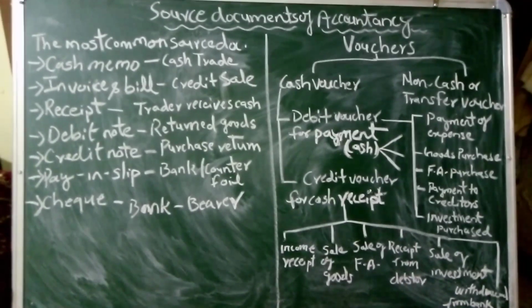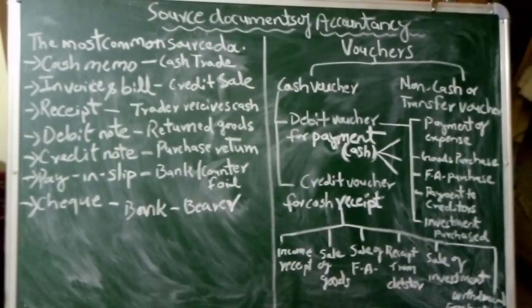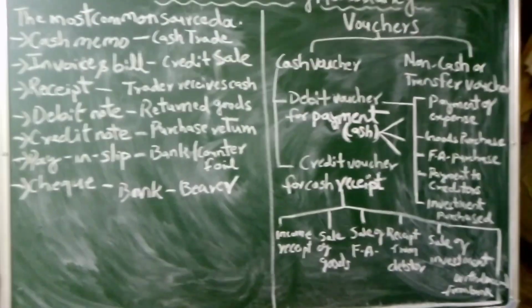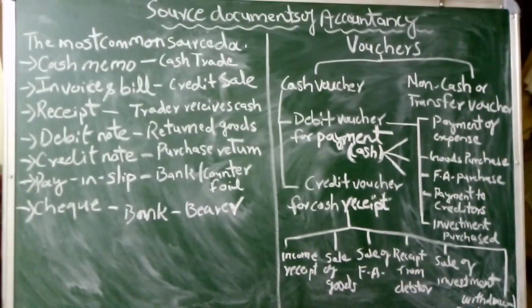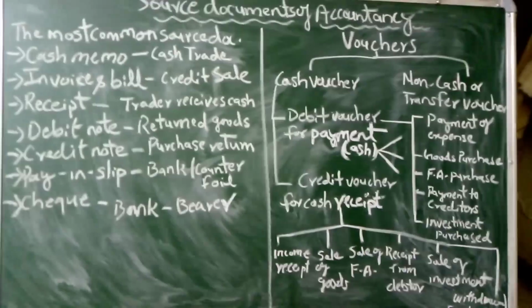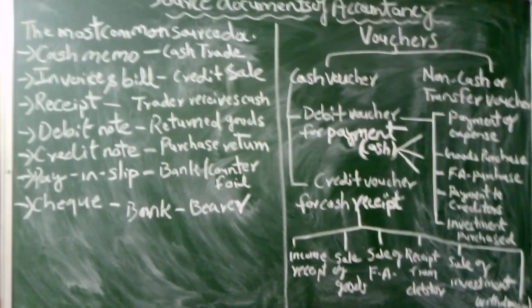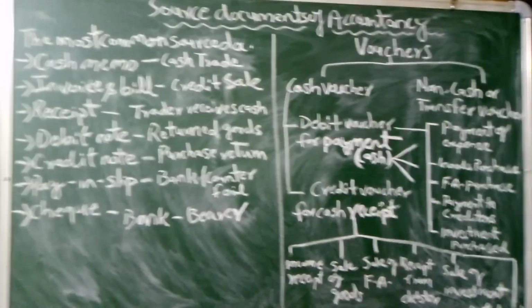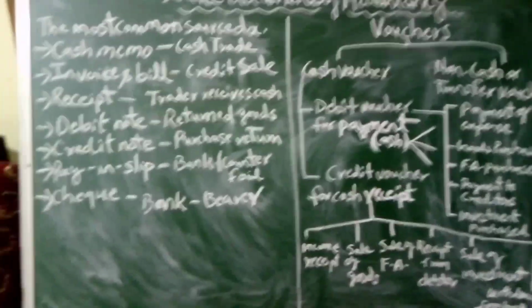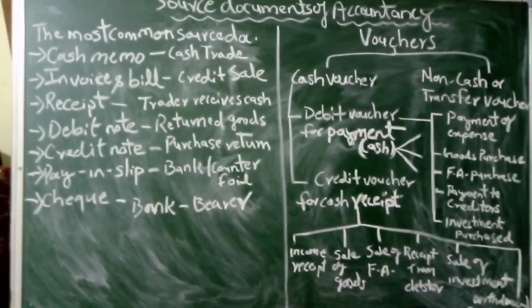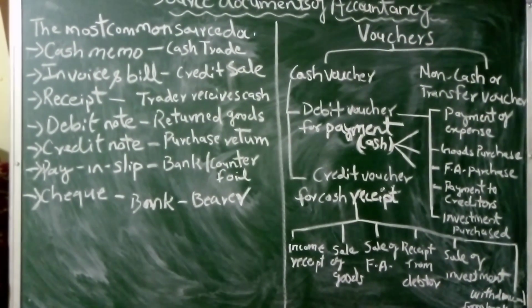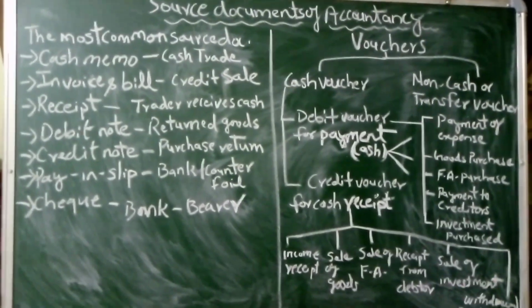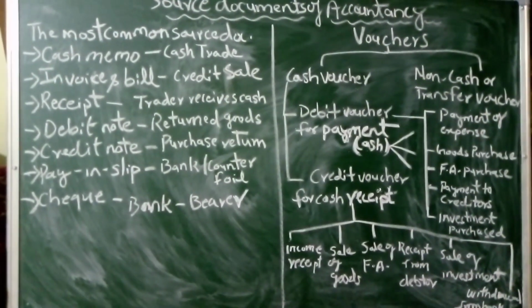Then second is invoice and bill. Like cash memo is for the cash trade, in the same way invoice and bill is for the credit sale. Here you have to pay attention: I have not used the word trade, I have used the word sale. That means no purchase is mentioned here. There is no record of credit purchase. It is only about credit sale. So if any credit sale is being made, an invoice and bill will be issued.